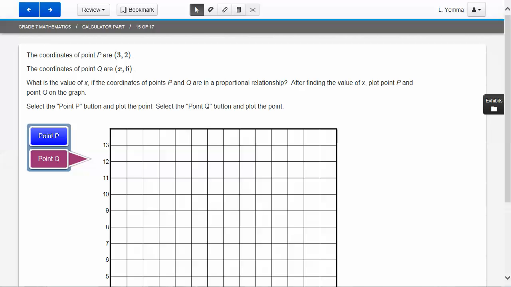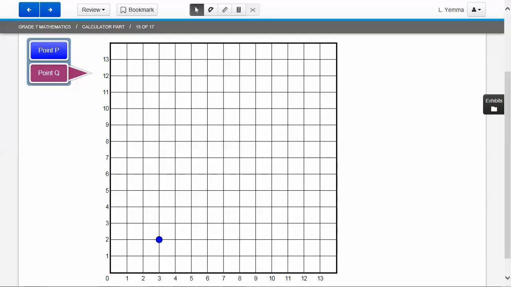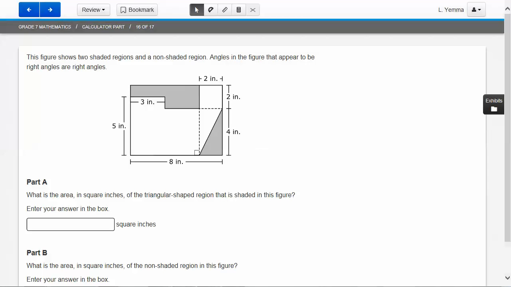So what do I have to multiply? I have to multiply 3 by 3, and 3 times 3 is 9. So therefore my x value is 9, so I have 9, 6. Kapow! There we go. And we are done.